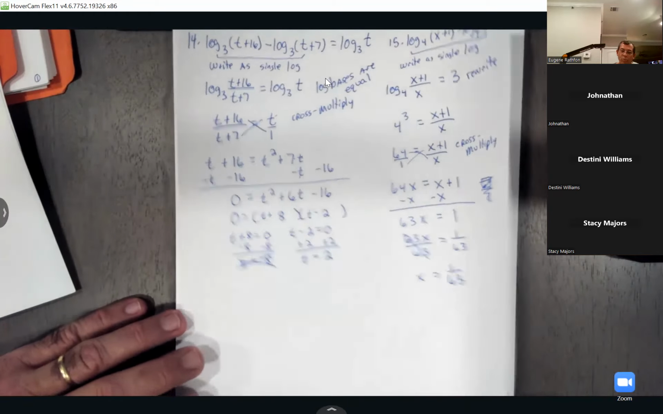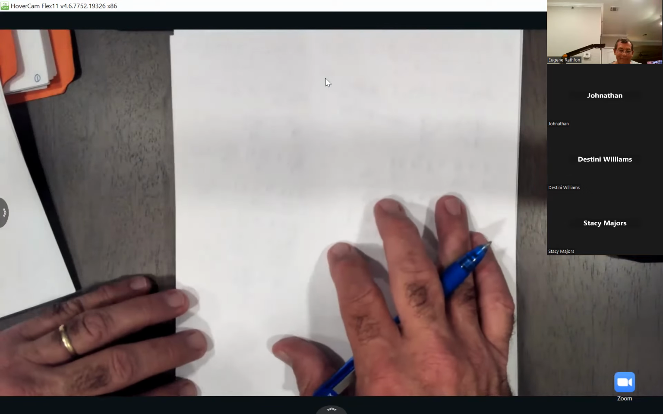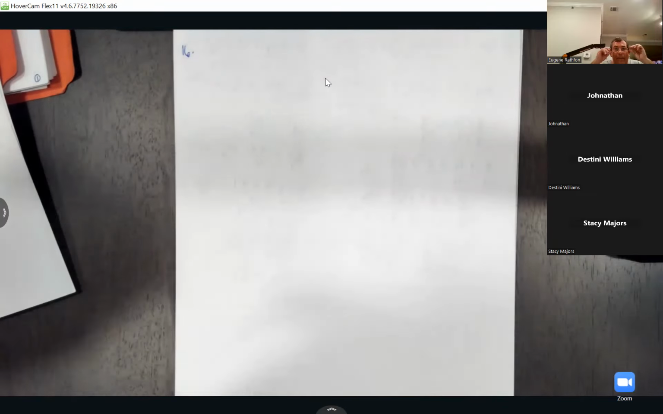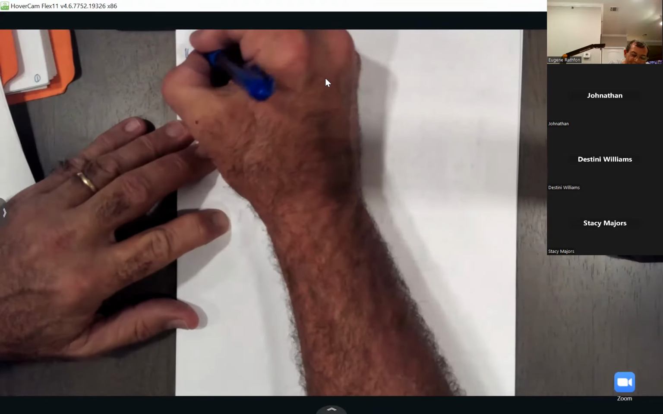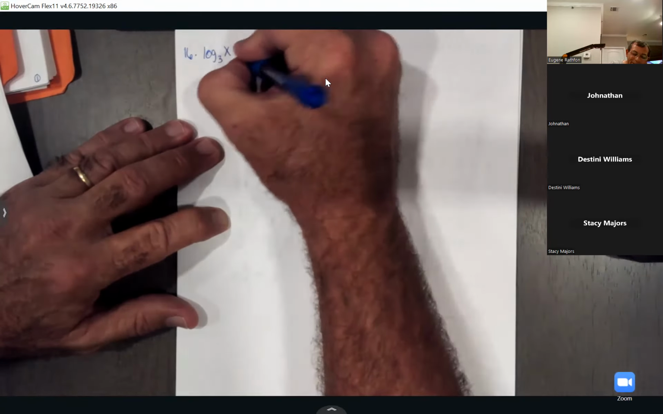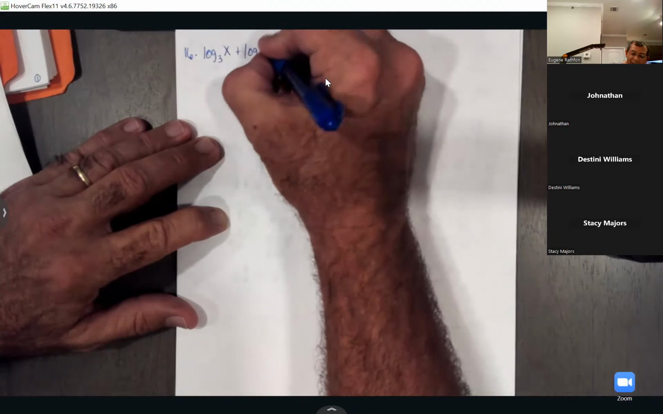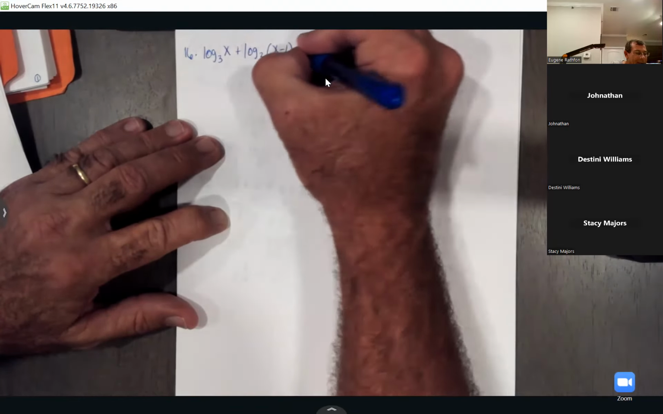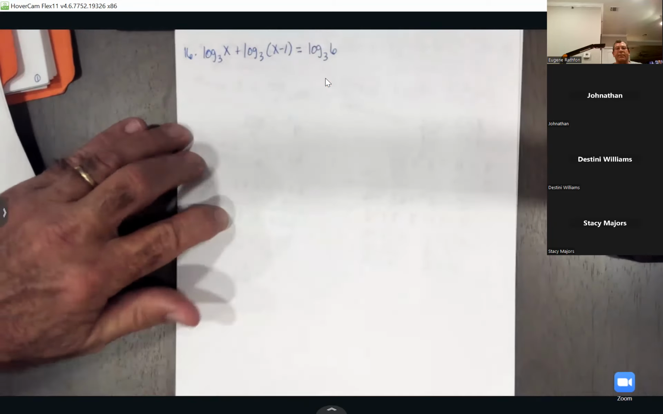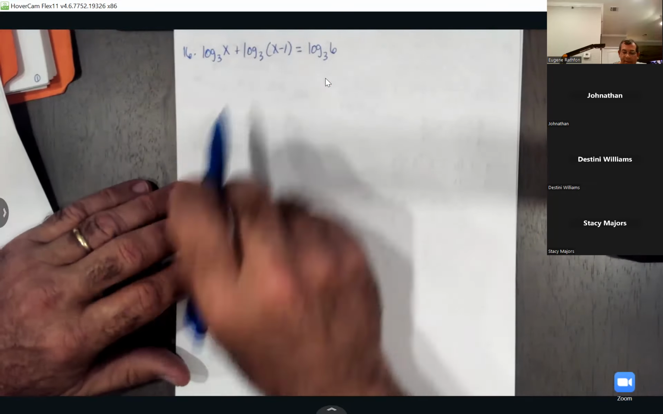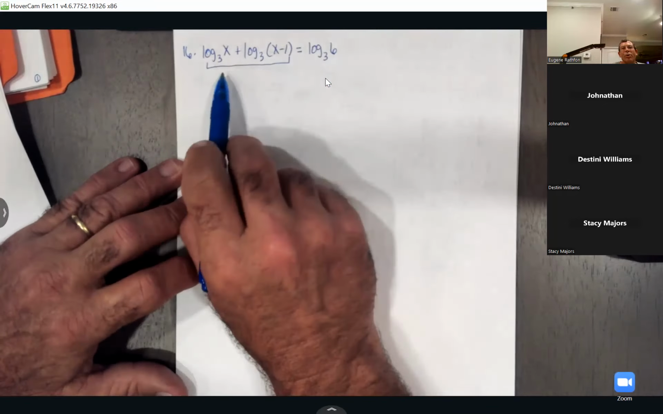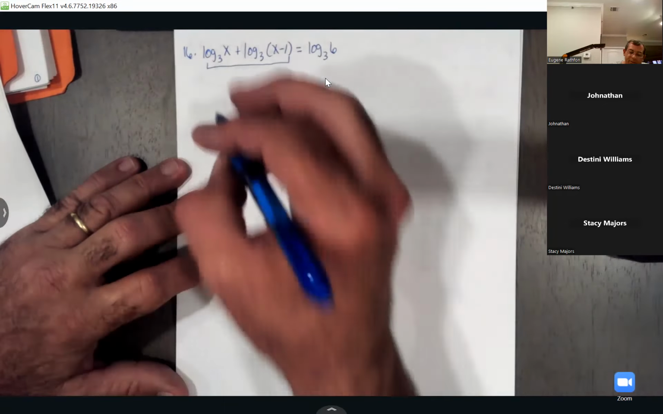All right, y'all. So 2 more to go. But they're going to throw all kinds of logs at us. Watch this. I got log base 3 of x plus log base 3 of x minus 1 equals log base 3 of 6. 2 logs on the left side. So once again, we're going to rewrite this as a single log.